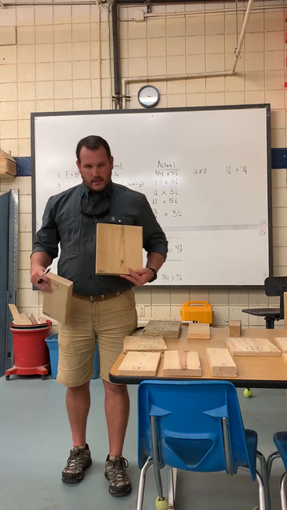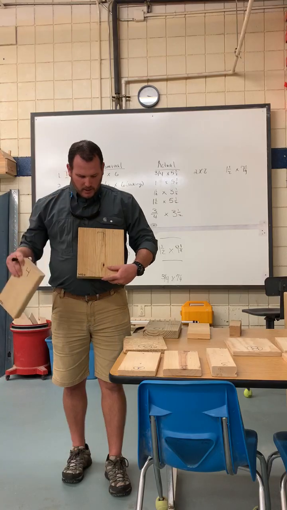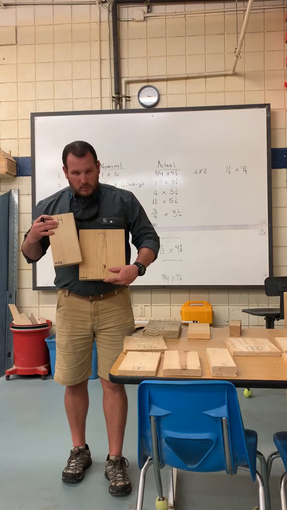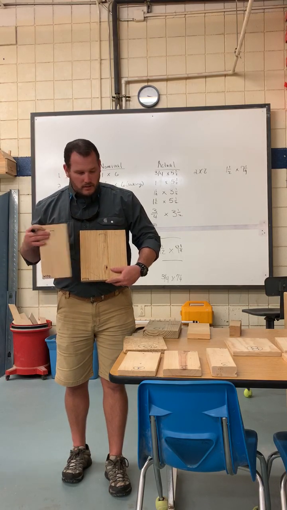This is white pine. This is yellow pine. Number 7, that's yellow pine. You can see that the grain has got a more yellow look and it's got a more defined grain to it.